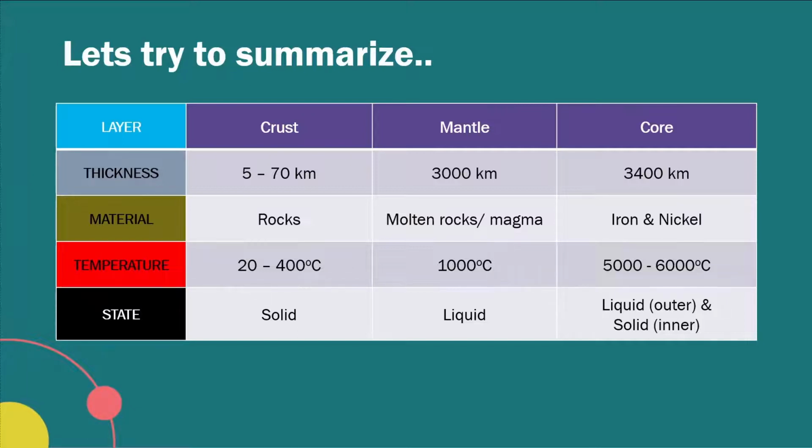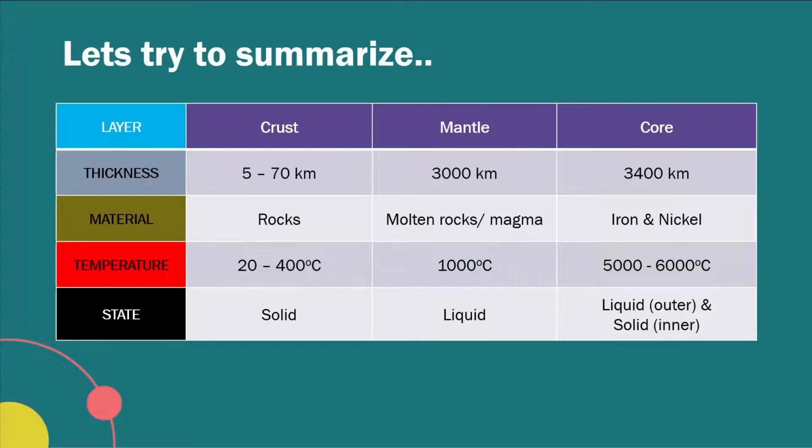The crust, as you can see here, is very thin, which is just 5 to 70 kilometers deep. But once you go into the mantle, it's a long way to go to the core. It's 3,000 kilometers. And the core is much deeper, 3,400 kilometers.